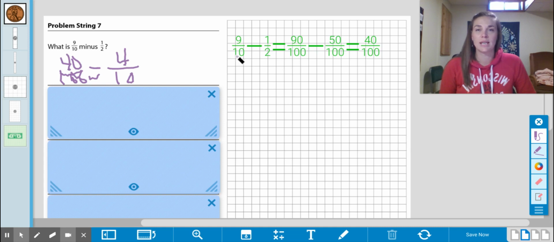Maybe you saw that 9/10 and a half. Well, hey, I know what half is using tenths or using dimes. And maybe you said 9/10 minus 5/10 equals 4/10. Yes, that would also work.